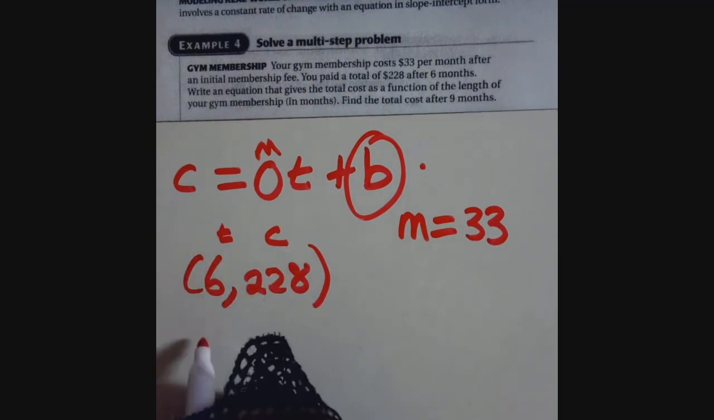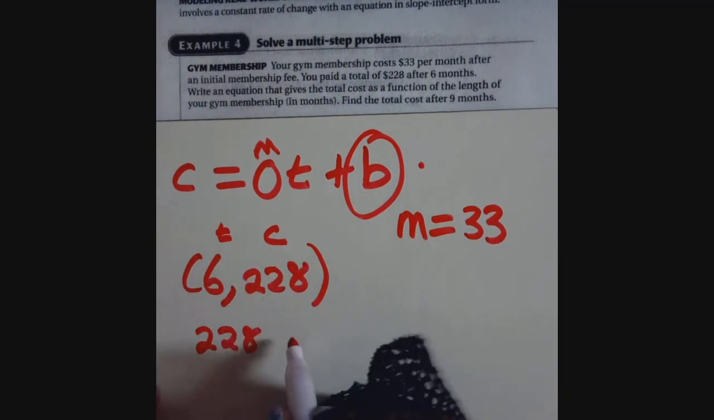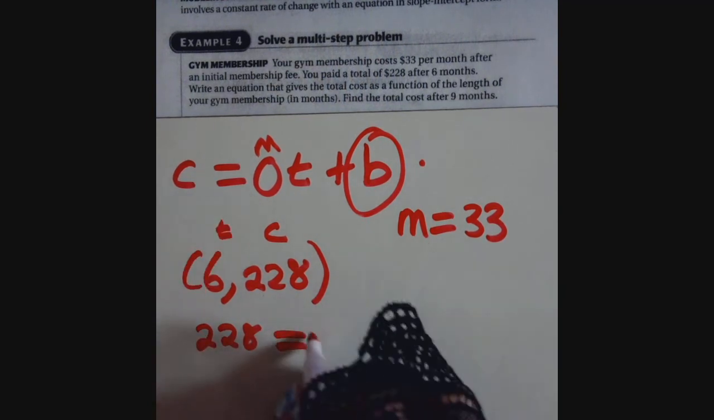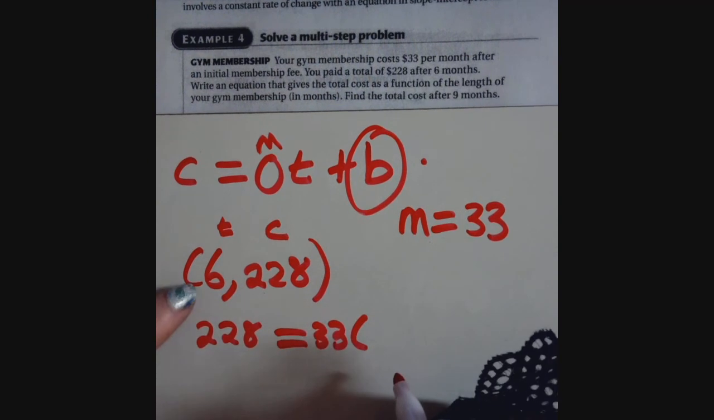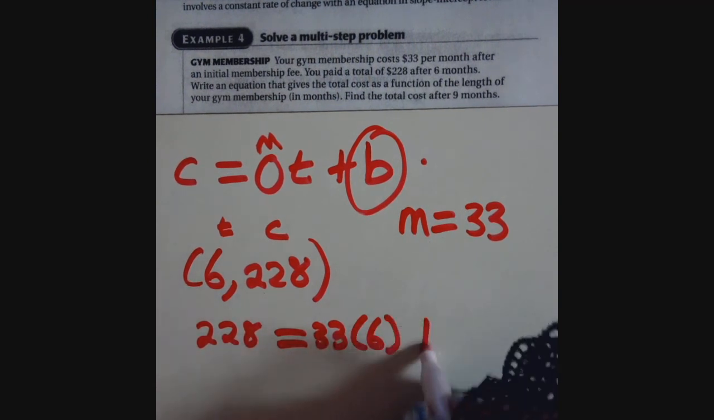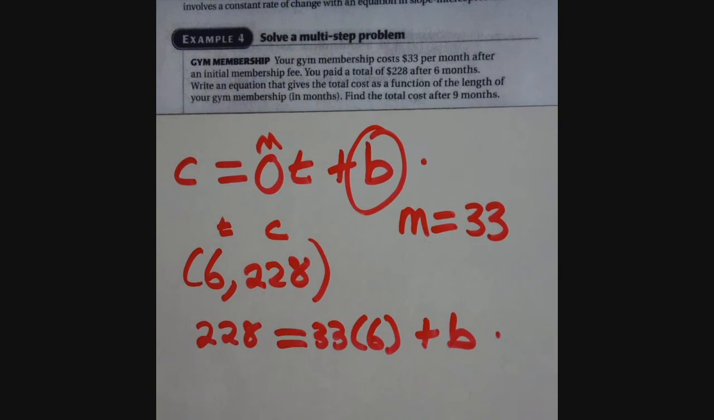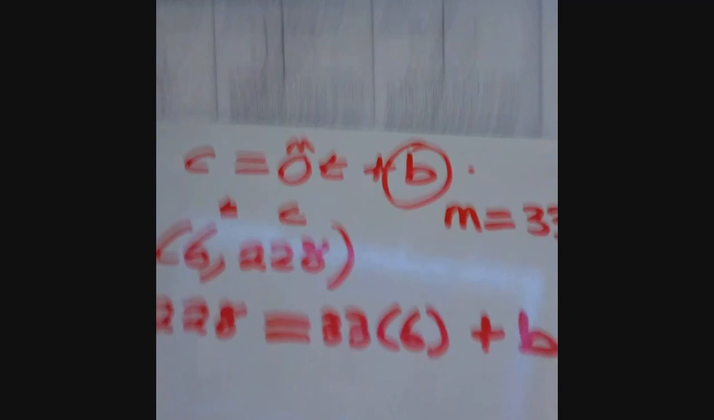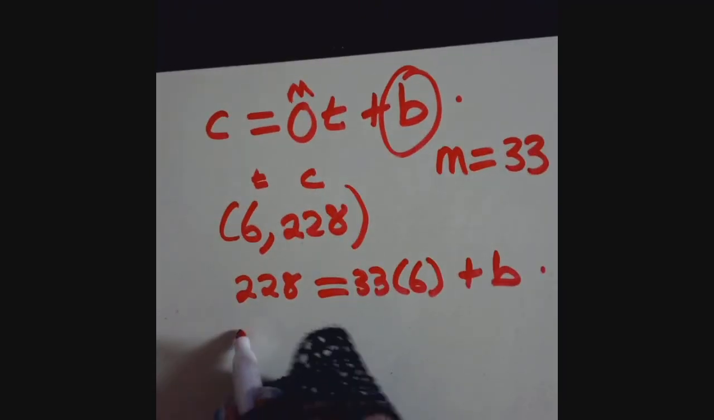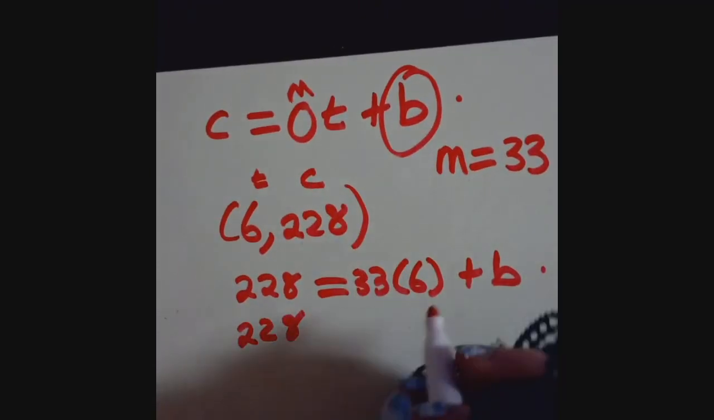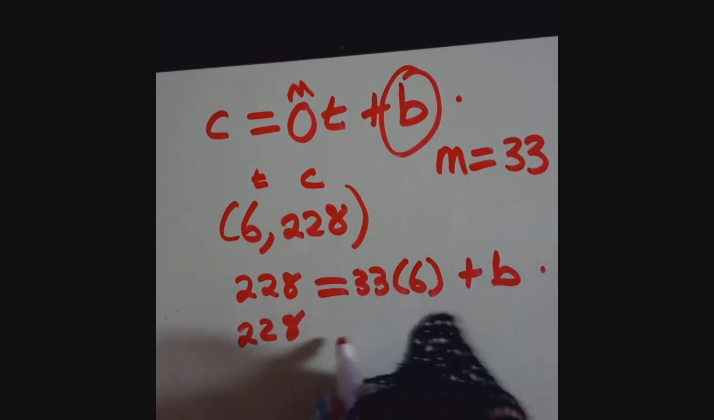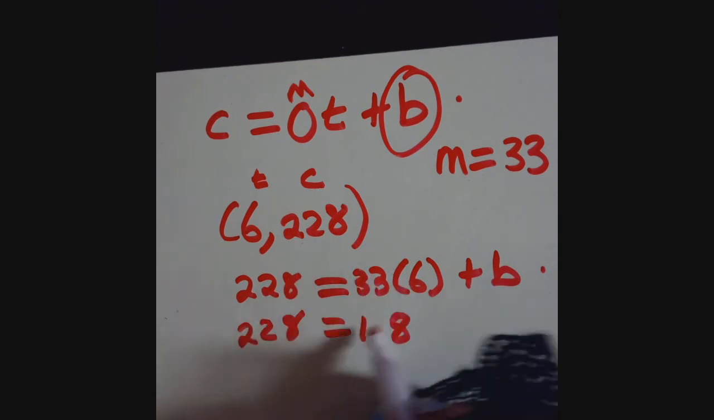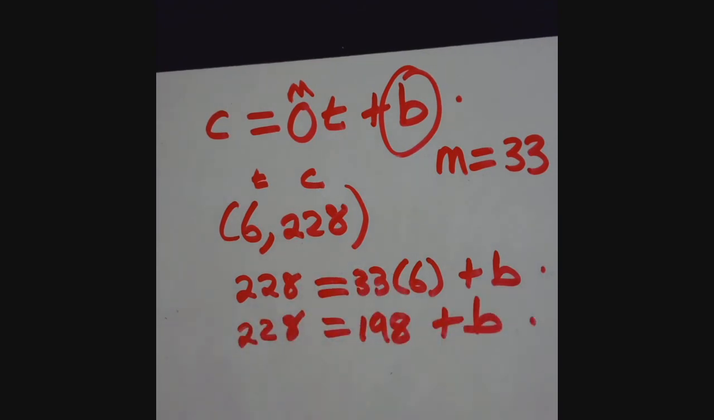So C is 228 equals, my slope here is 33 times how many months, 6, plus B, which is my initial cost. So 228 equals 33 times 6. So 228, okay, and then that is going to be, let me see, 198 plus B.